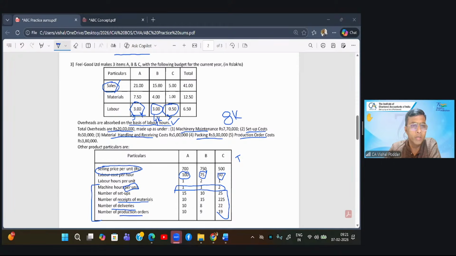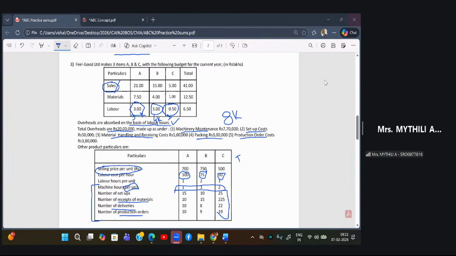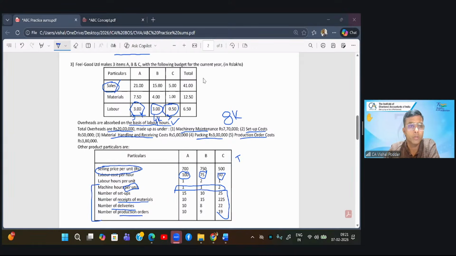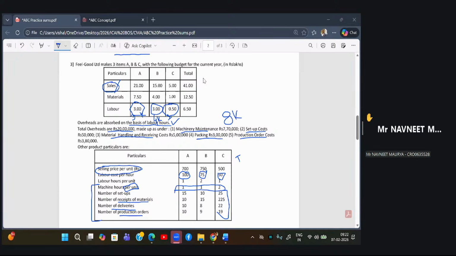So students, what are the sale units? The sale units given to me are, Navneet says 3,000, 4,000, 1,000. Khushi says 3,000, 2,000, 1,000. How can there be a difference? Acha, Navneet is correcting: 3,000, 2,000, 1,000. Students, did you get this 3,000, 2,000, 1,000 as sale units? So if everybody is getting 3,000, 2,000, 1,000 as sale units, now multiply these sale units by the respective machine hours per unit. You will get the machine hours for each product.